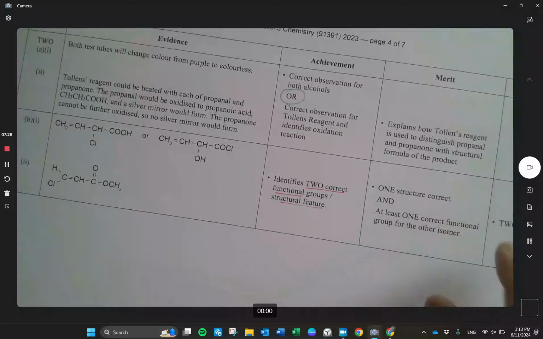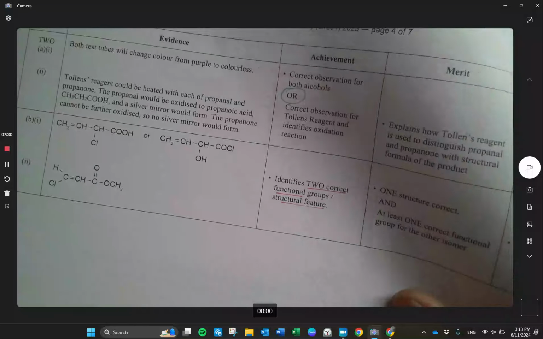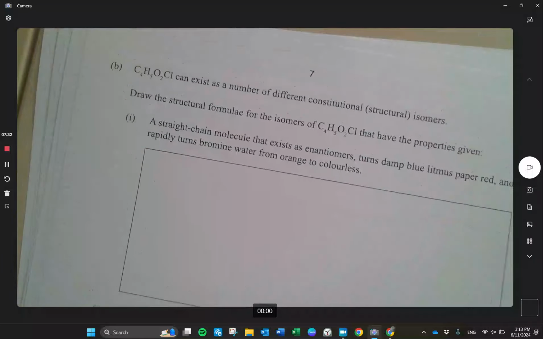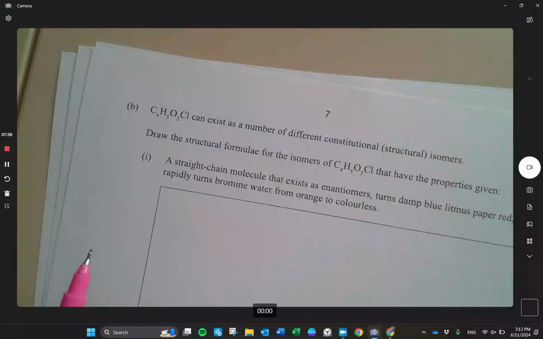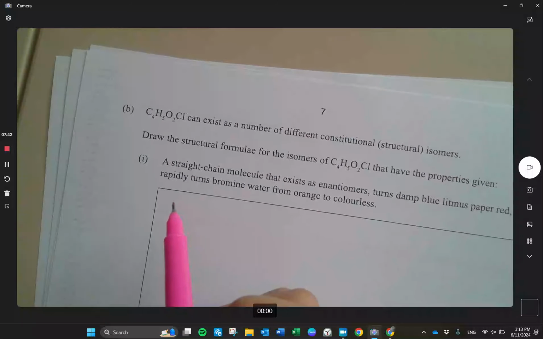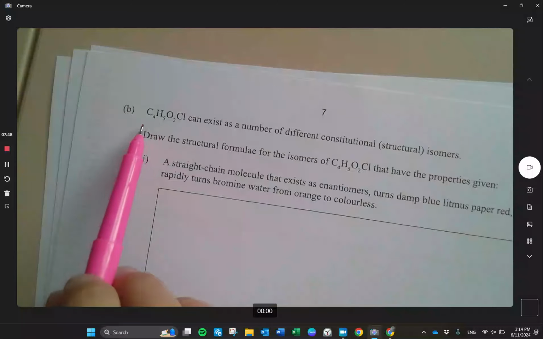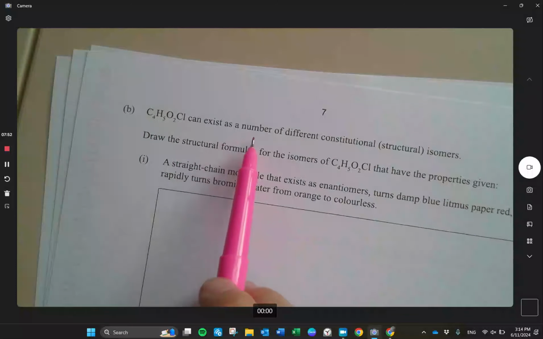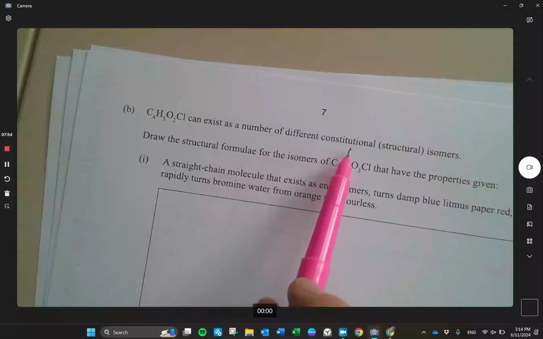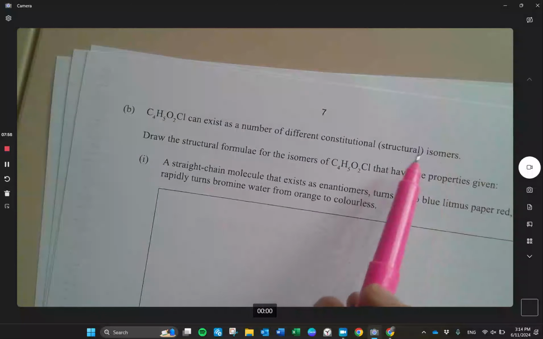Okay, here's my formula. Not a whole lot of help to me in general, but we can use some of the properties that we talked about with spec in here. Let's read the whole question first. We have this information about the formula, and it says that it can exist as a number of different constitutional, also known as structural isomers. So basically, we're talking about molecules that can have the same formula, but they might be bonded differently.